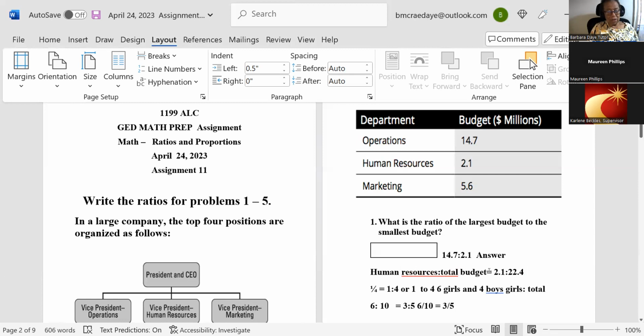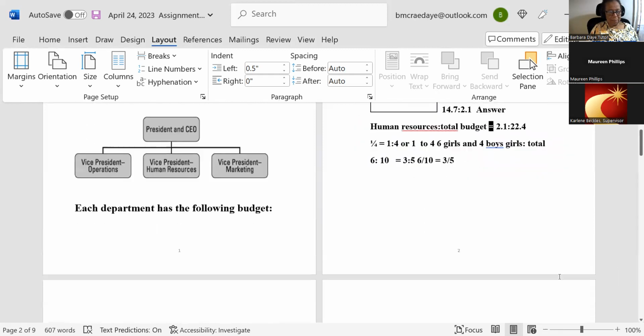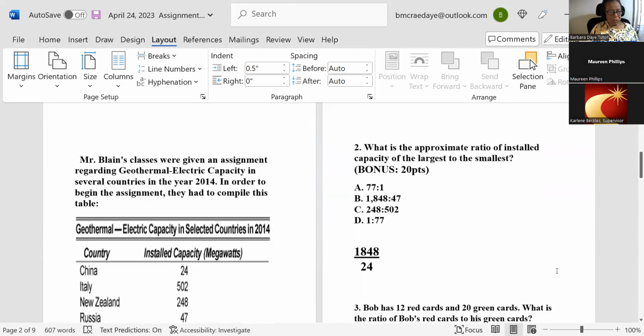So you could have part to part, because the one I gave you for number 1 is when it says the largest budget to the smallest, that's like part to part. The largest, that's saying like operations to human resources. Got it? Okay, very good. Now that was number 1. Now we're still doing ratios. Now let's look at number 2.